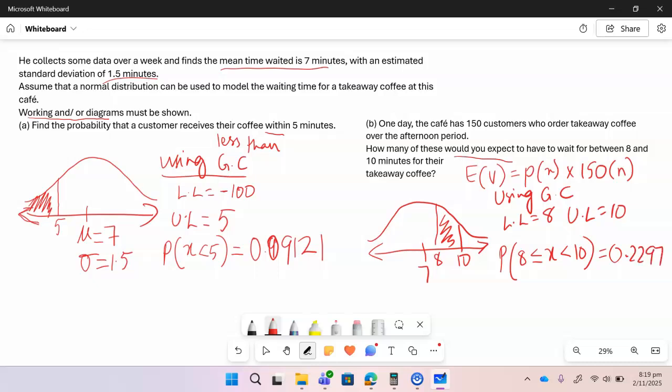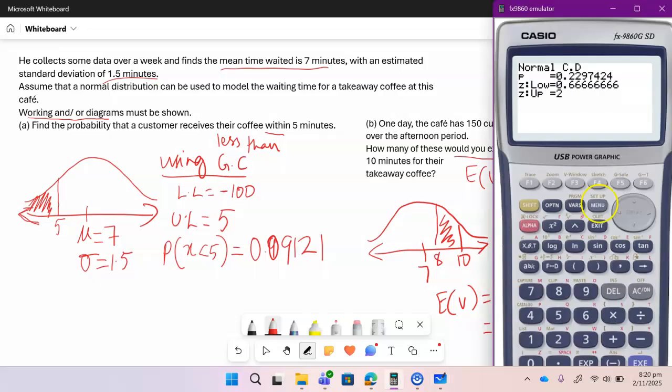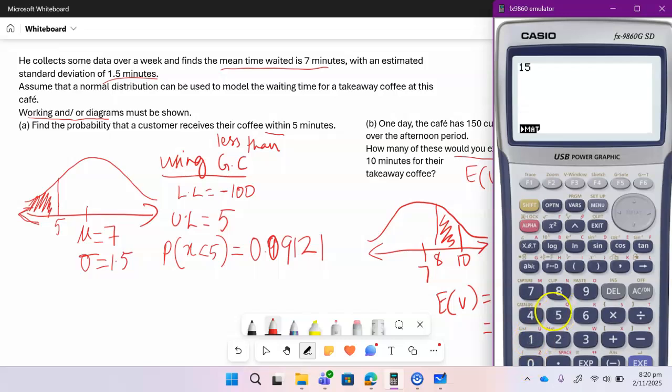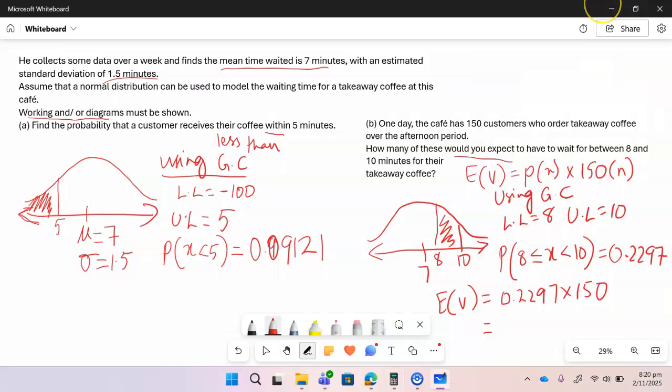Let me just check that again. The answer would be this probability multiplied by 150. If you didn't know how to use the calculator as a normal one, you just go to menu and select 1. So we've got 150 times 0.2297, which gives us 34.45, which is basically 34 people, roughly.